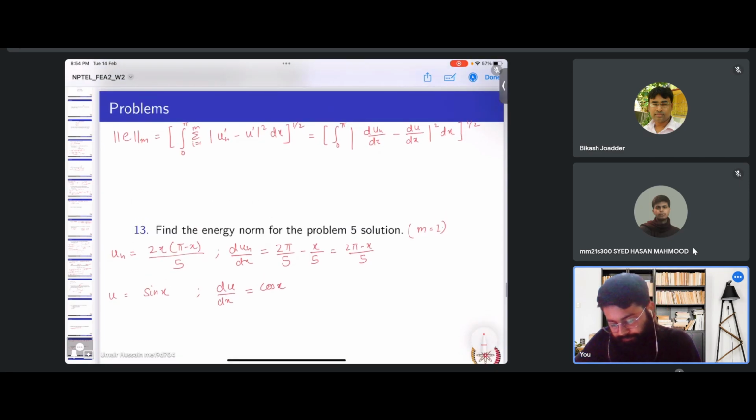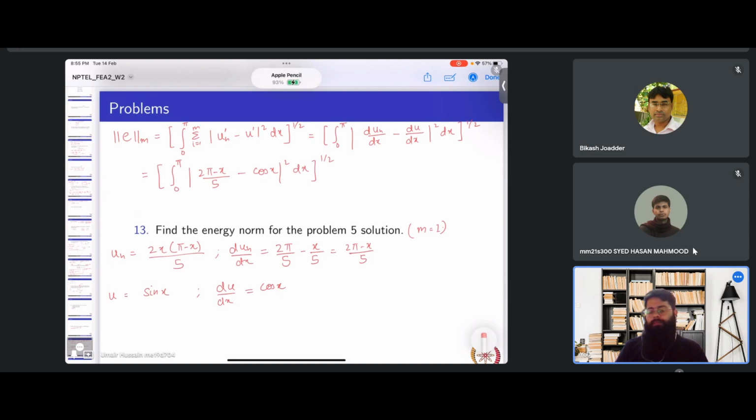So we have then 2 pi minus x by 5 minus cos x whole square, power half, right? So again we have a big sturdy expression coming in the integrand, and it could take hours to solve this using integration by parts. So I'll just use my calculator here.